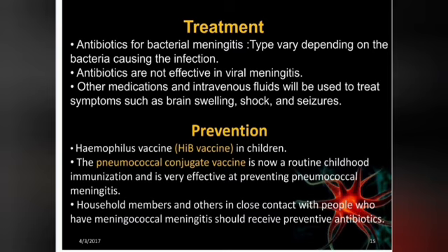And then prevention: Haemophilus vaccines we have to give, and then pneumococcal conjugate vaccine we have to administer to children. And then household members: if anybody in the house is affected with meningitis, the children must be isolated.